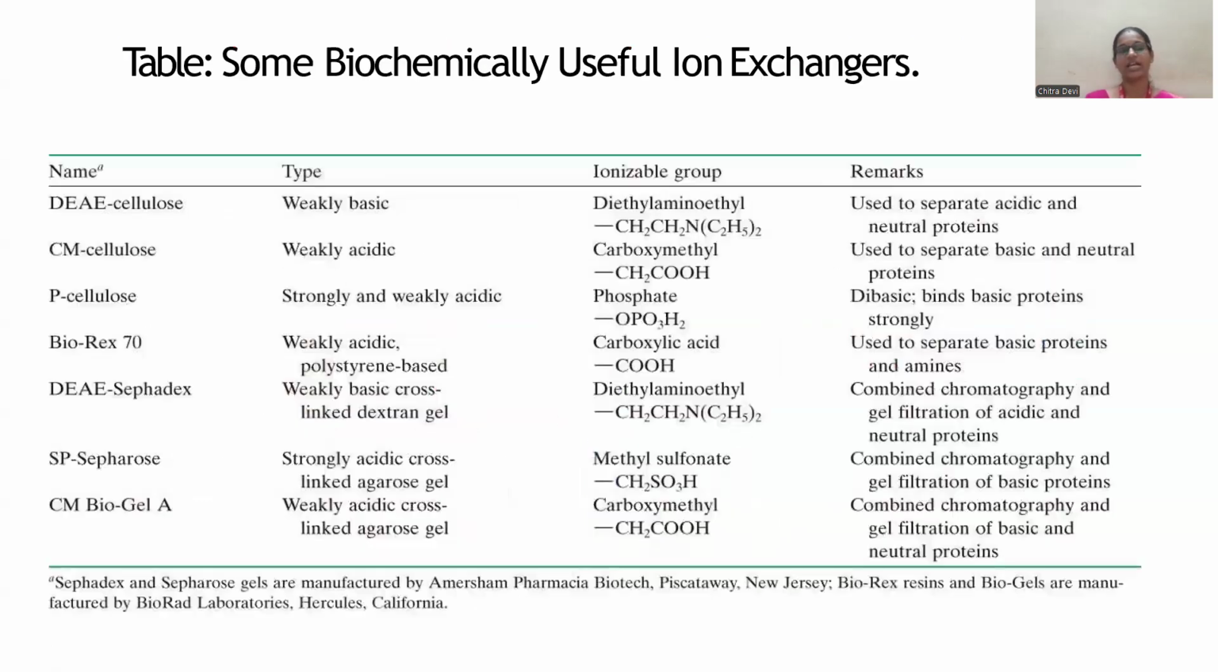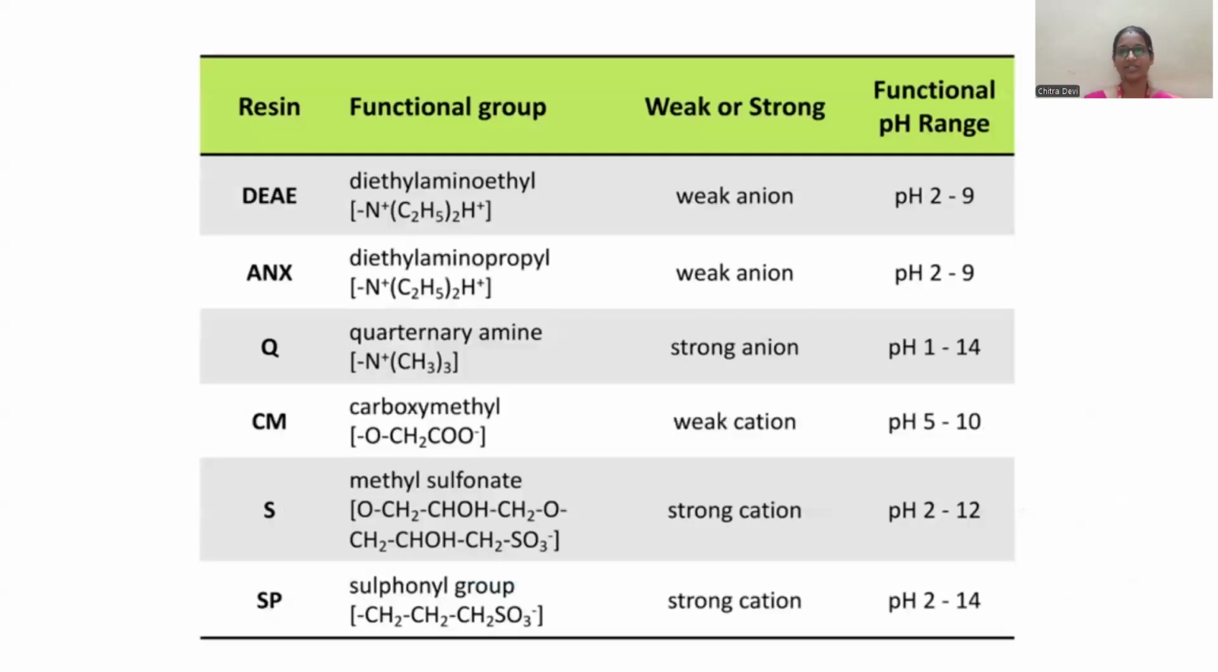ion exchange chromatography. Some of the common ion exchange resins used as the stationary phase: I have already told CM cellulose and DEAE cellulose. Other than that, P cellulose, Bio-Rex 70, DEAE Sephadex. Sephadex can also be used as a base material here, and CM Biogel. So these are some of the readily available commercial resins. Which type of molecule each can bind, and whether the resin is basic or acidic, is shown here. In this table you can see which type of compound will be attached to the base compound.